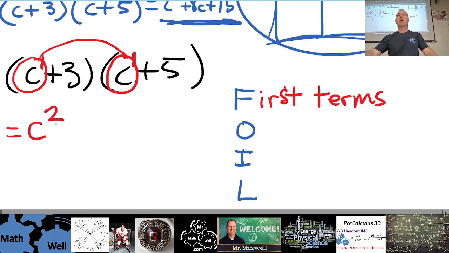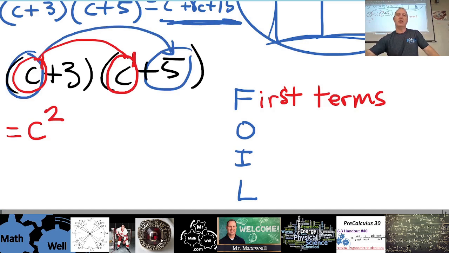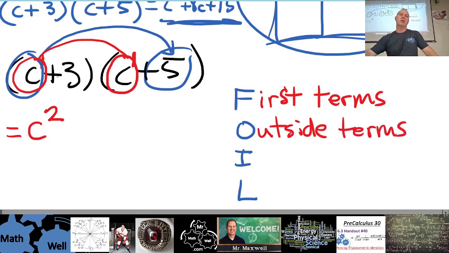All right? Now this second bit of distribution goes from the first one to the second one over here, and guess what? These are both the outside terms. So O is for outside terms. That's what you multiply next. So c times positive 5 is plus 5c. Now I've successfully distributed term 1 into both of the terms in the second one.